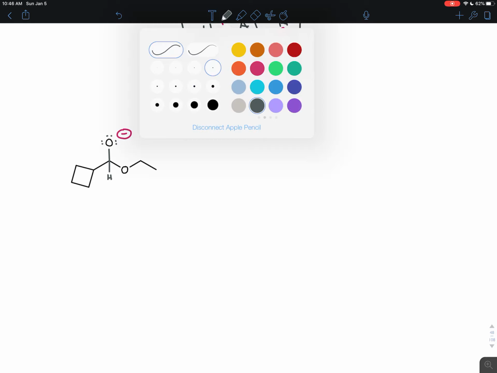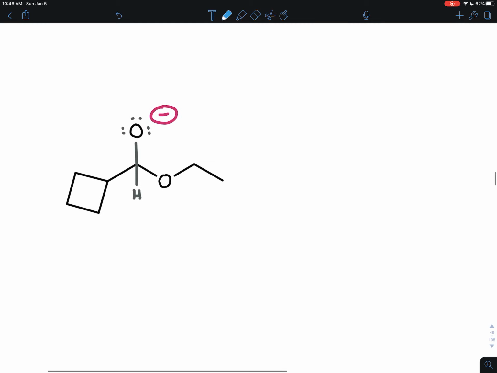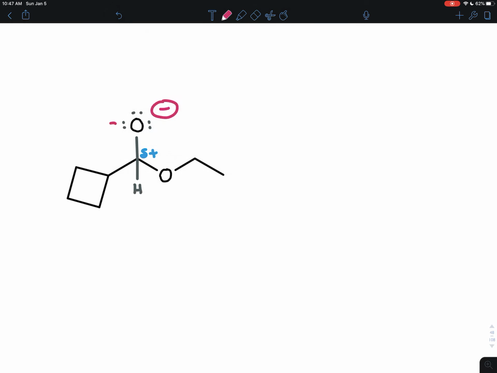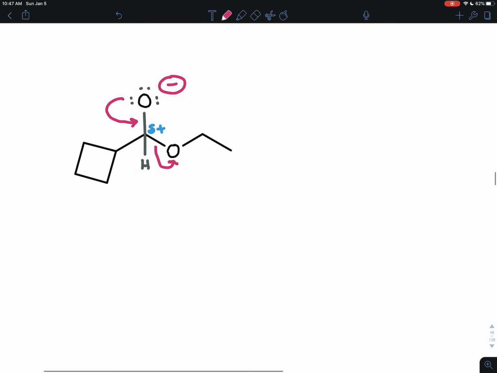So there's no water in this container yet, and this negative oxygen feels the slight positive charge that's still on that carbon there. And it snaps back down towards it to reform the pi bond. But in doing so, it has to kick something off, and the best leaving group, there are no good leaving groups, but the best leaving group here is this oxygen group.